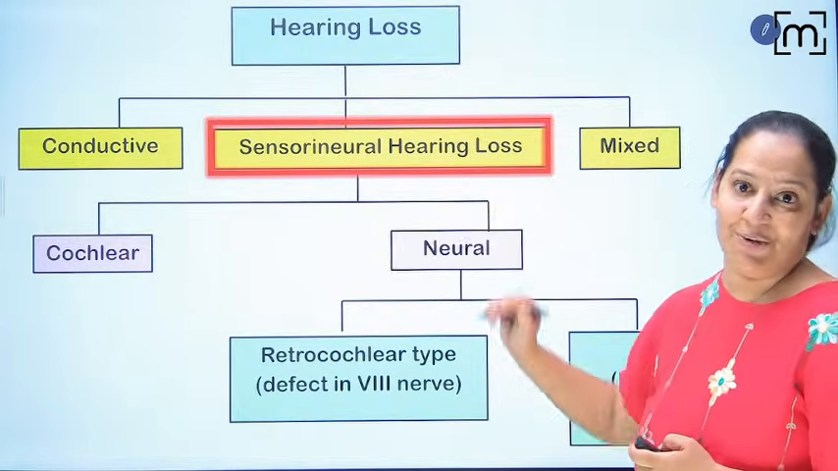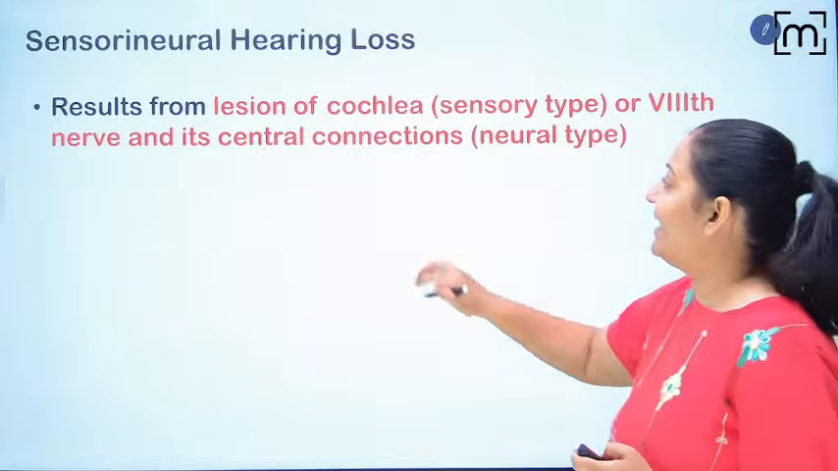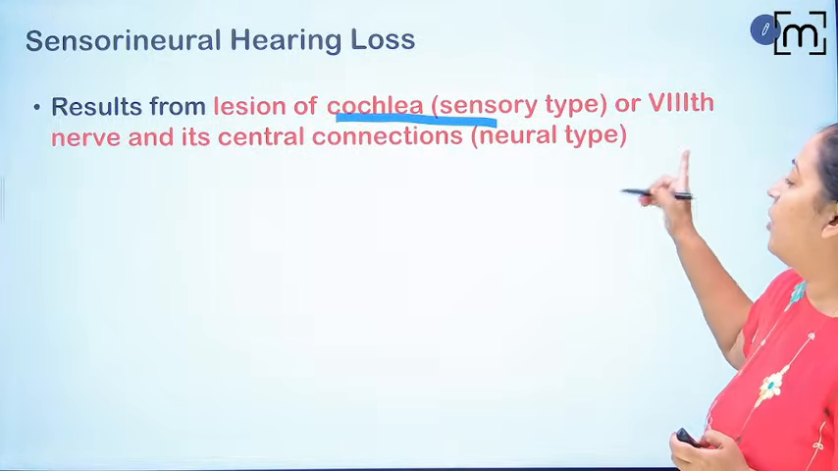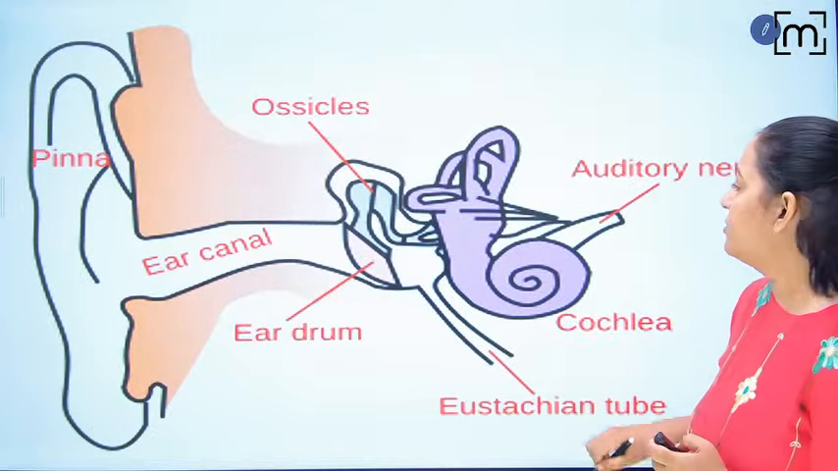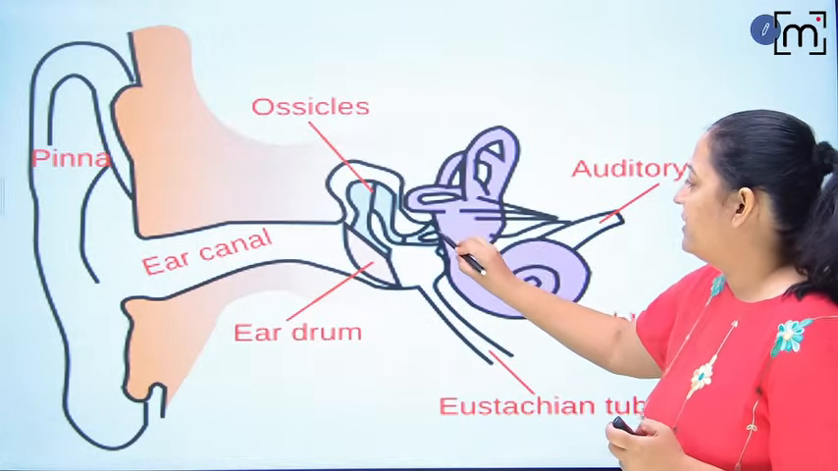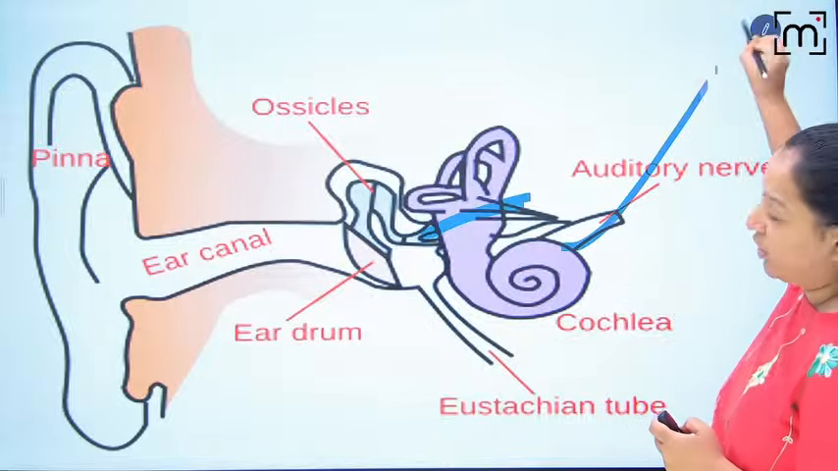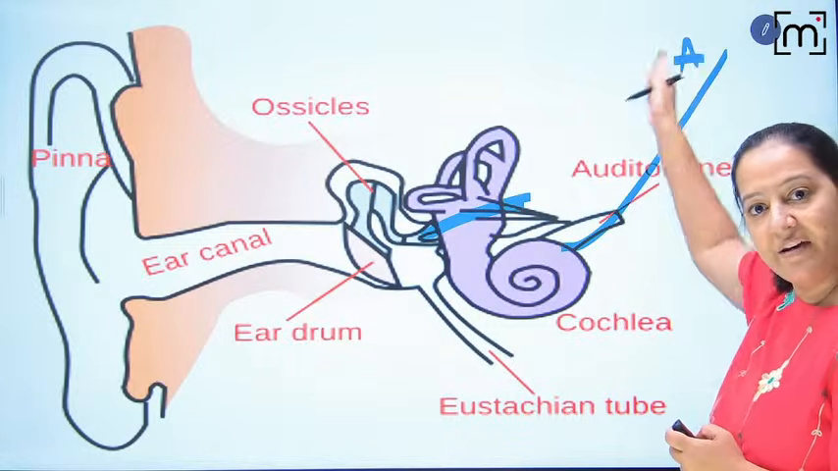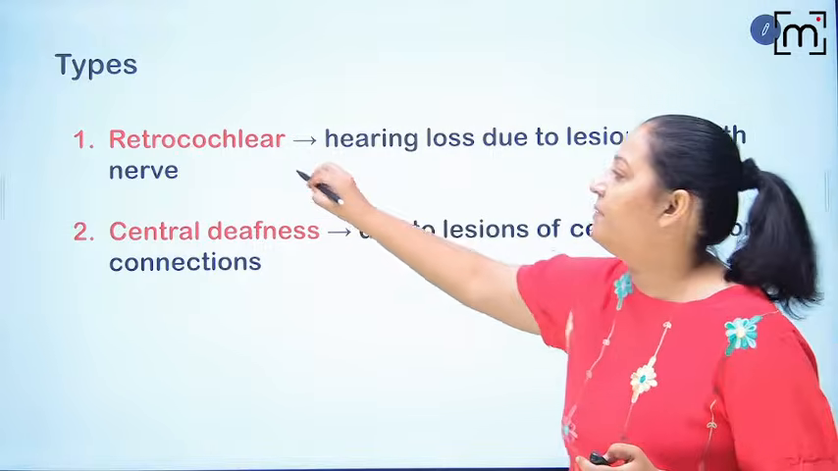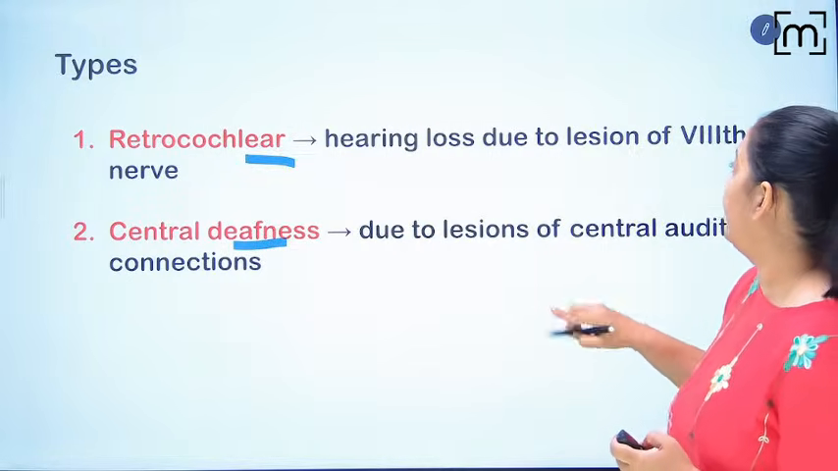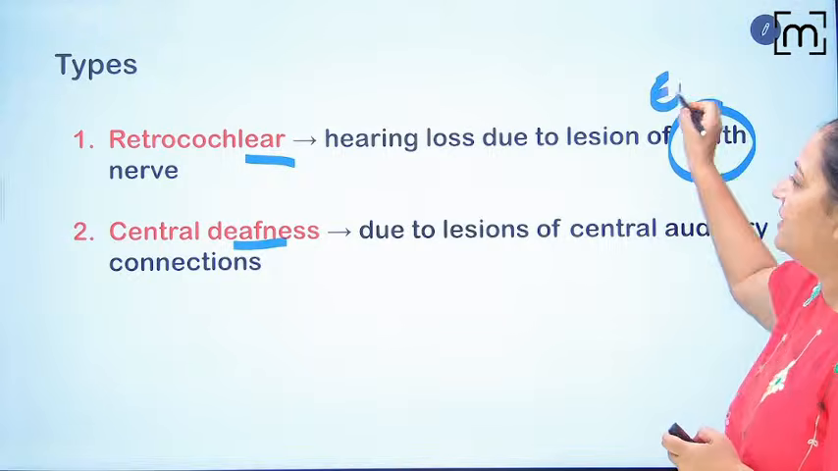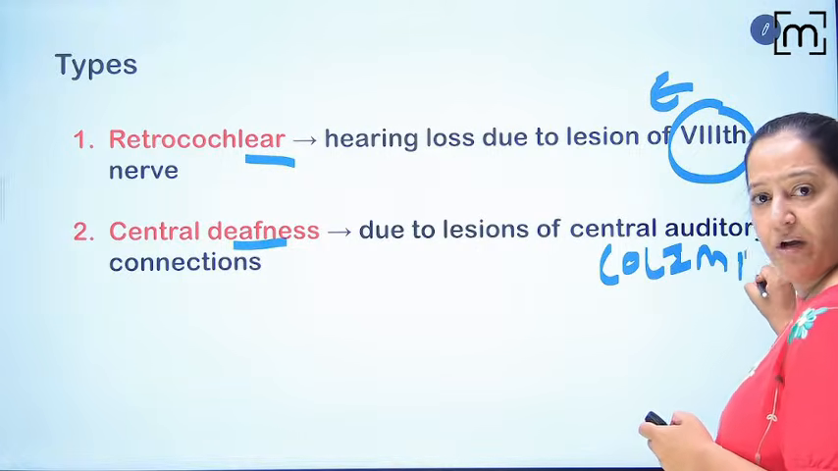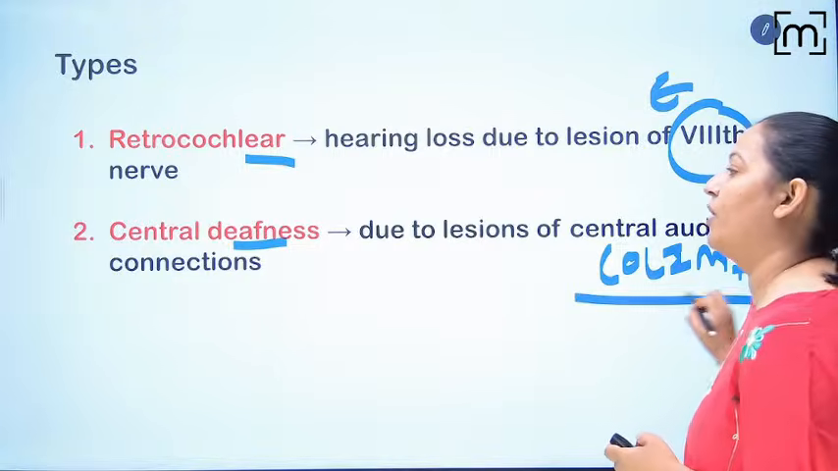Now coming to sensorineural hearing loss. Any lesion from the cochlea or the eighth nerve and its central connections. From the cochlea itself, from here till the cortex, anywhere, it is sensorineural. It is of two types, retrocochlear and central. If there is a lesion in the eighth nerve, that is retrocochlear. And if there is a lesion anywhere in the cortex, it is central.